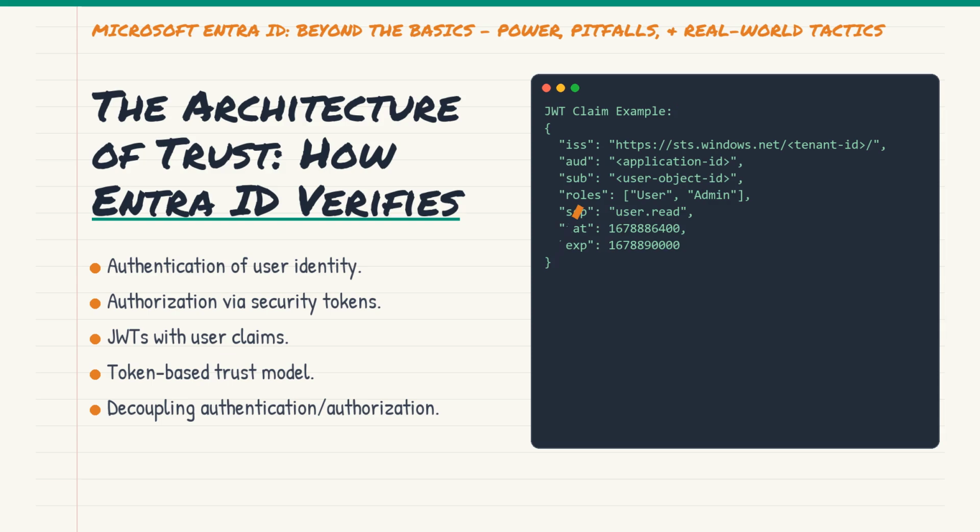First, authentication, proving identity, usually with credentials like a password, MFA code, or biometrics. Entra ID handles the verification of these credentials. Then, authorization. Entra ID issues security tokens, like JWTs, JSON Web Tokens, containing claims about the user, their identity, group memberships, roles, etc. The application then consumes this token to make its own authorization decisions. This token-based approach is a fundamental shift from older, session-based methods. It allows for a more distributed and scalable trust model.